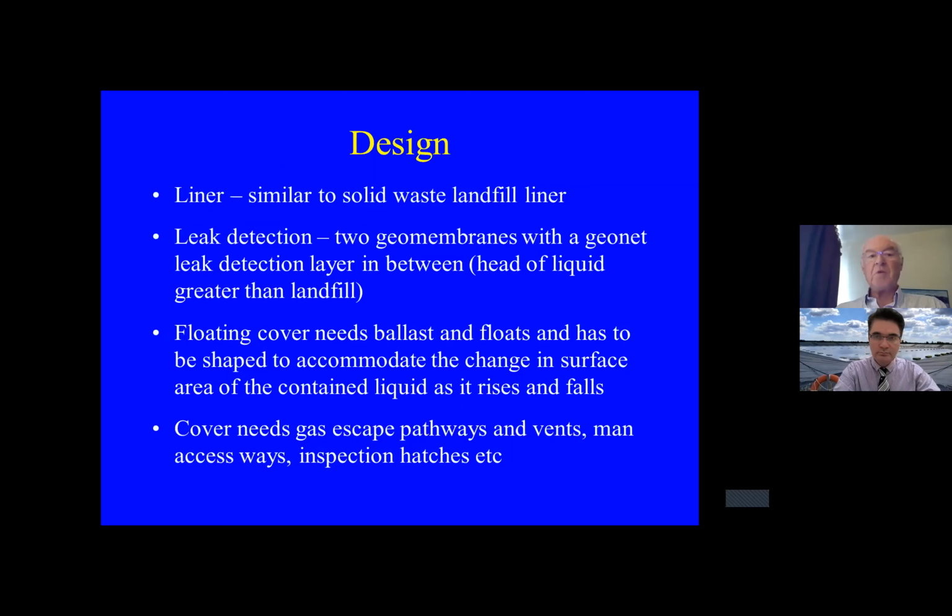The liner has a design similar to a solid waste landfill liner, but often with leak detection between two geomembranes with a geonet leak detection layer in between. And in designing this, you have to remember that the head of liquid in these reservoirs is greater than the head of liquid that's supposed to be in a landfill. The design of a floating cover needs ballast and floats and has to be shaped to accommodate the change in surface area of the contained liquid as it rises and falls. And the cover needs gas escape pathways and vents, man access ways, inspection hatches, etc.